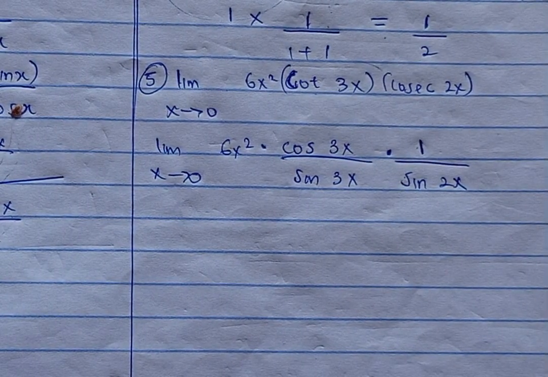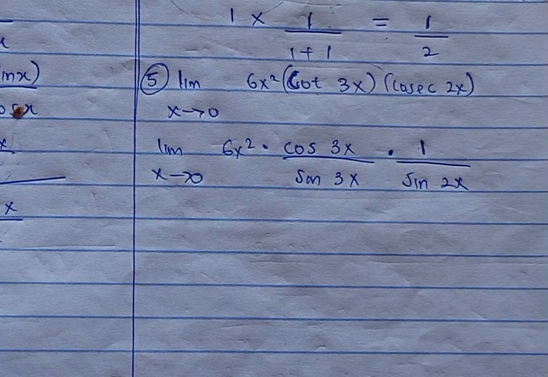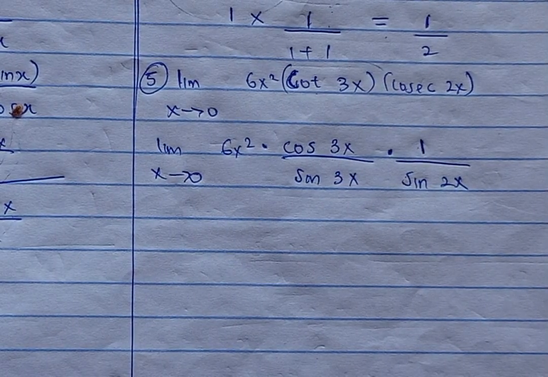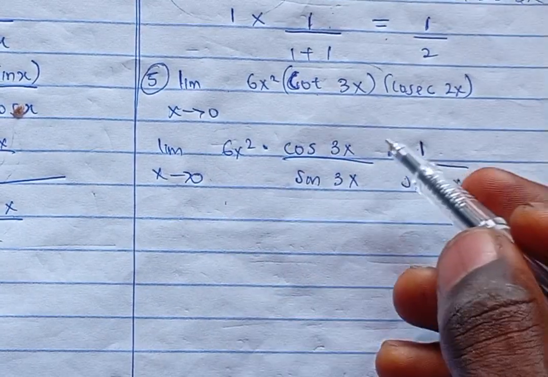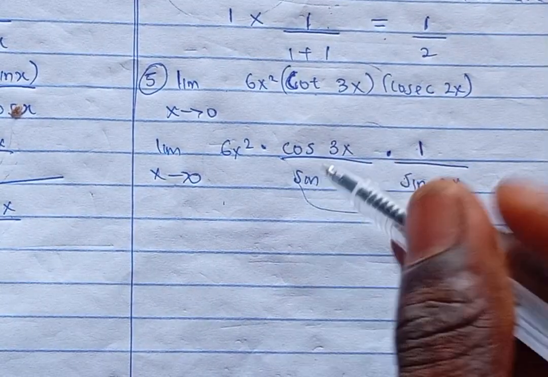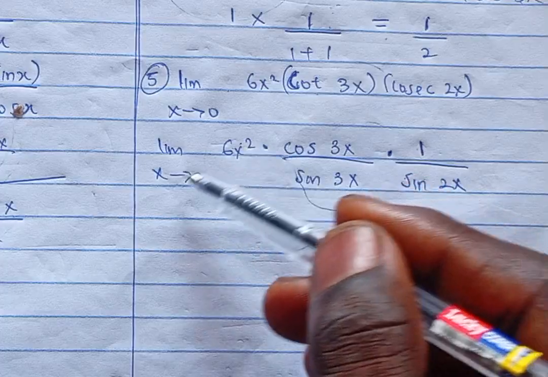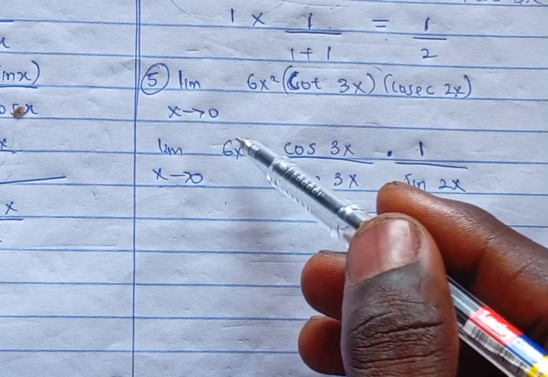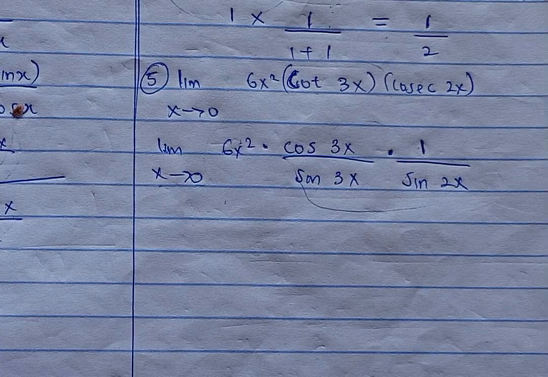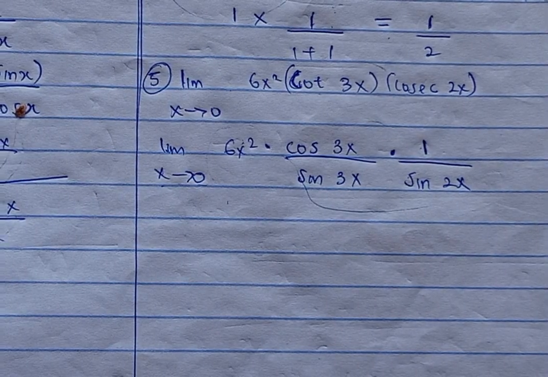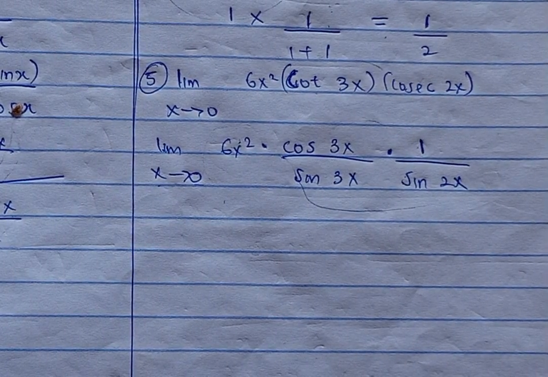How do we now go about this one? Because this 6x, even if I get a value for this one and multiply, if I say this one tends to 0, it will easily turn to 0, right? But I can do something. I don't know if you see what I'm saying. Let me think.